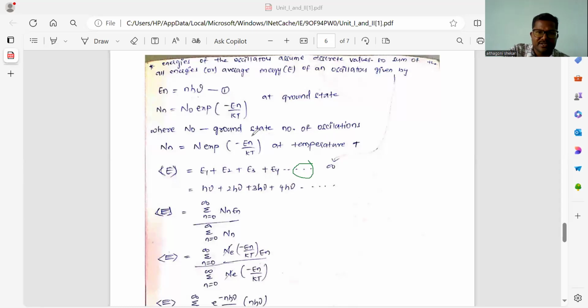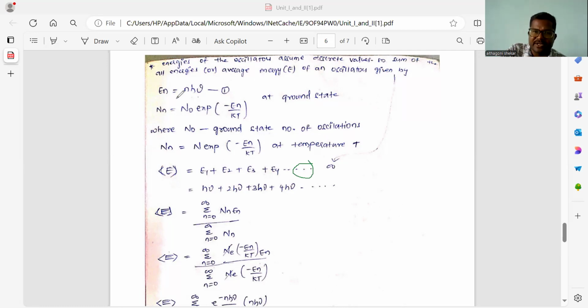Here n0 is the ground state, we know that already. The energy of the oscillation assumes discrete values, as we know from Planck's discussion; it is not continuous. So the energy takes discrete values. The sum of all the energies gives the average energy E of the oscillator.